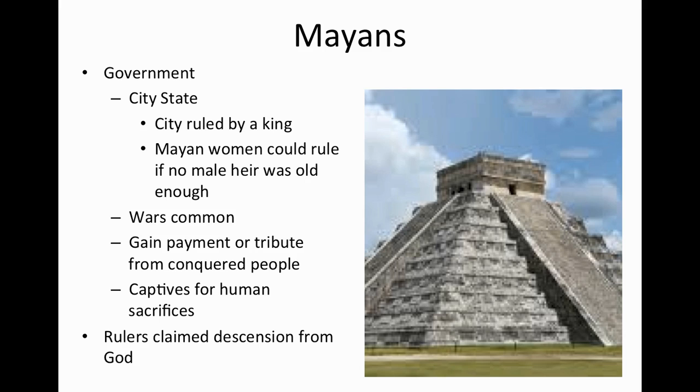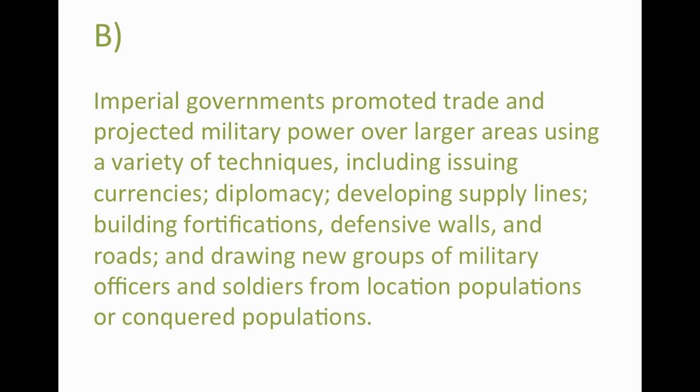The rulers also believed in the idea of divine right. All right, so substrand B would state that imperial governments promoted trade and projected military power over large areas using a variety of techniques, including issuing currencies. Remember Darius. Diplomacy, that's Ashoka.